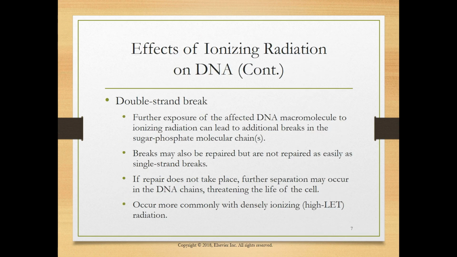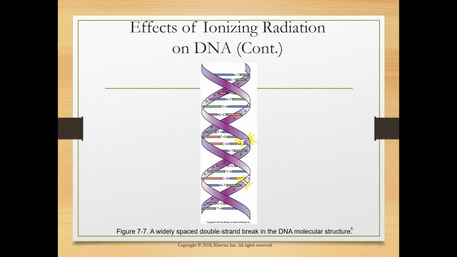So this next slide shows a double strand break. Say there's further exposure of the same macromolecule by that ionizing radiation or that indirect radiation, and it can lead to additional breaks in the chain. They are farther apart, but they're still threatening the life of the cell. Repair can take place, although not as easily, and this is what that looks like. It's just the same kind of breakdown of the molecular bond, but somewhere else along the DNA chain.